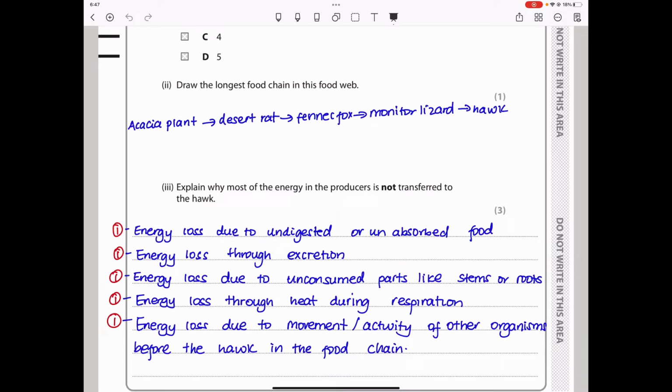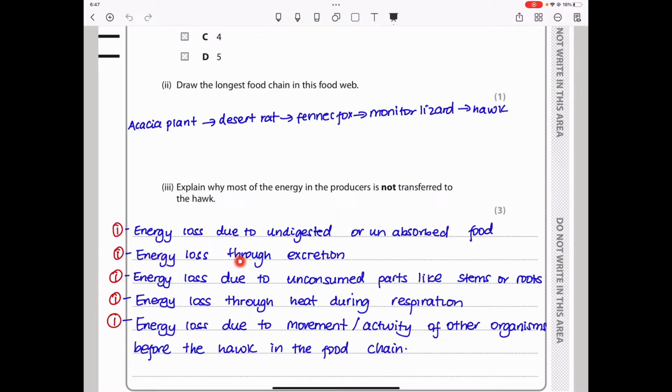So let's see. I say energy loss due to undigested or unabsorbed food. This is in form of feces. Parts of this plant are going to be eaten by this, but they will not be digested, so they're going to remain as feces that is going to be egested out of the desert rat's body. So the energy they contained is not going to be carried on to the fennec fox, and it will not be carried on to the hog. So that is one way.